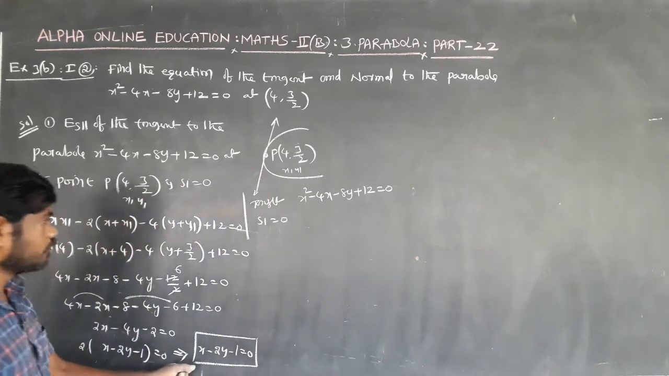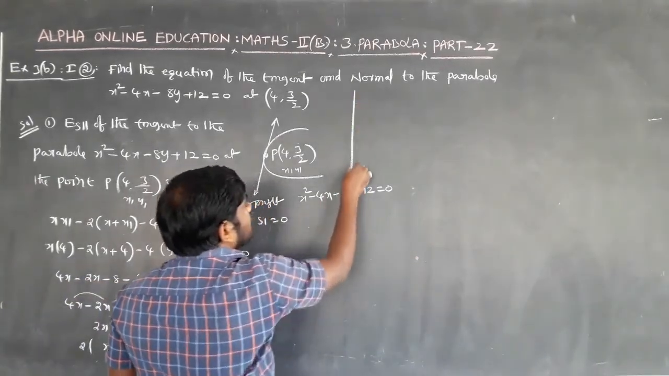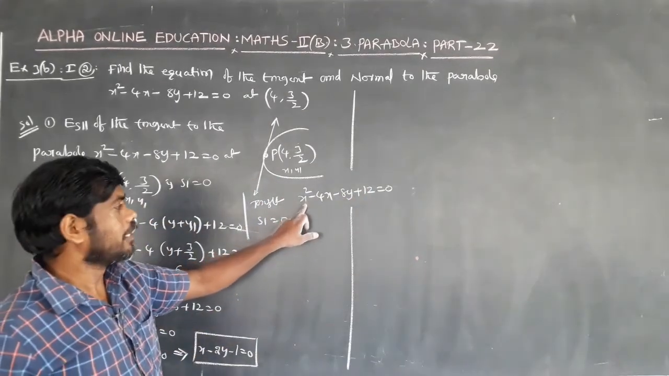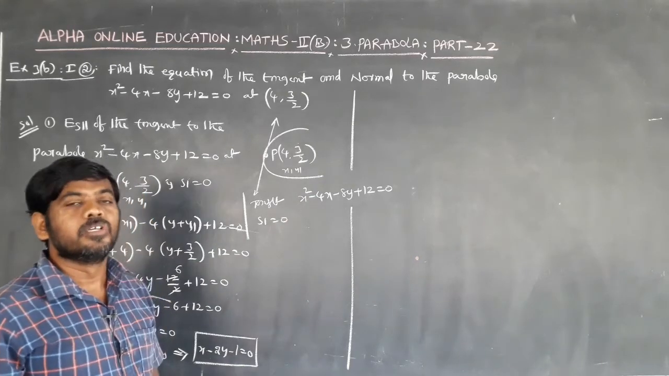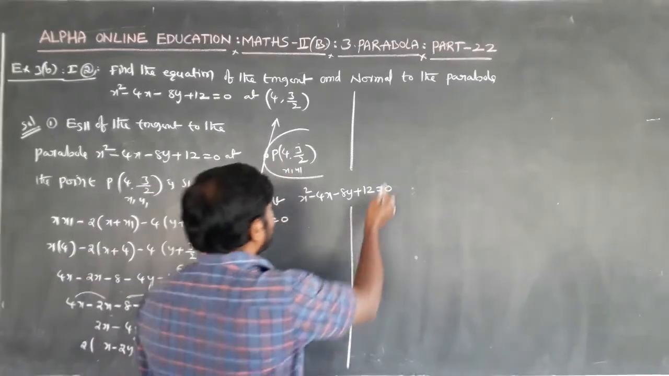x minus 2y minus 1 equal to 0 is the equation of the tangent to the parabola x square minus 4x minus 8y plus 12 is equal to 0 at the point 4 comma 3 by 2.